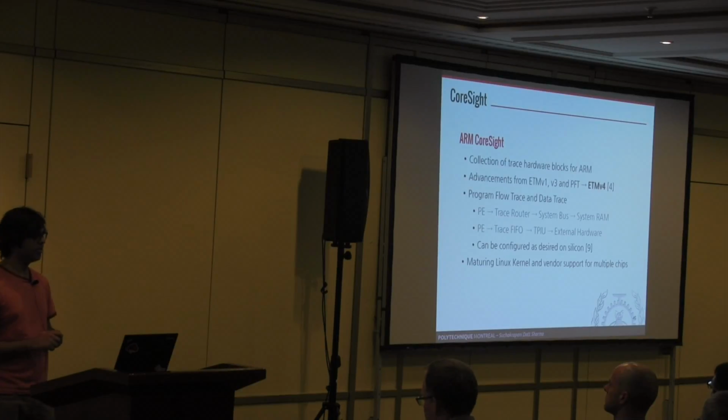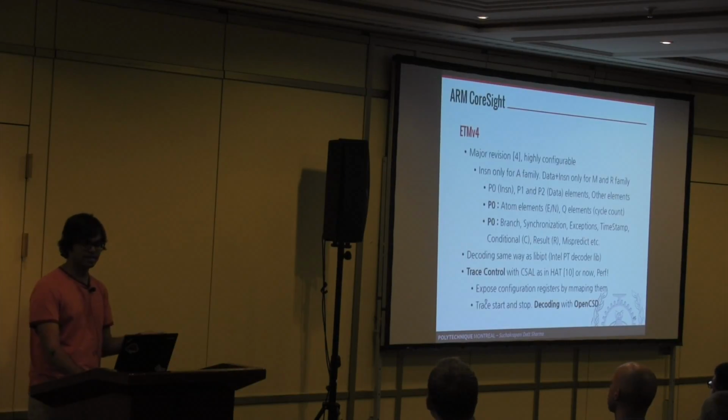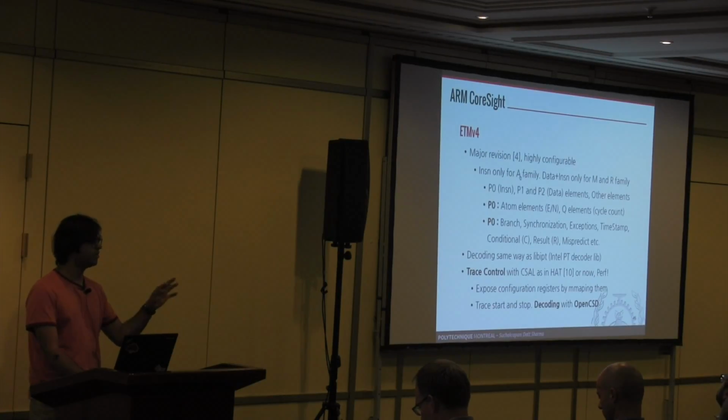For example, you would have the same kind of elements. I'll show you in the next slide. You would have a processing element, for example P0, for the different ARM families: the A family, the M family, and the R family. For the A family there's only instruction tracing, and for the M and R families they have both data and instruction tracing. P1 and P2 are data elements, and P0 is the instruction element. We care only about P0 now, because that would be a fair comparison.